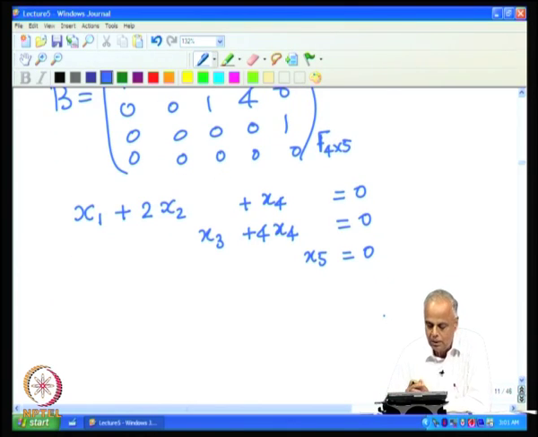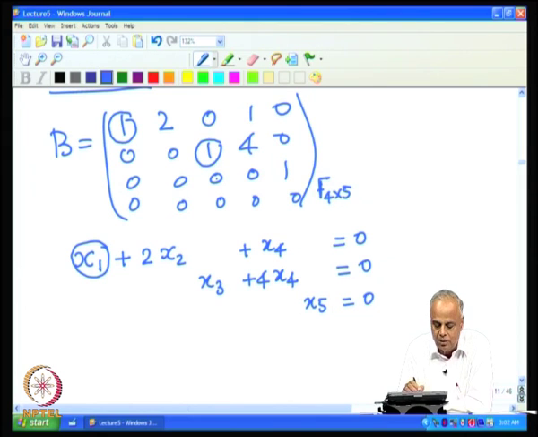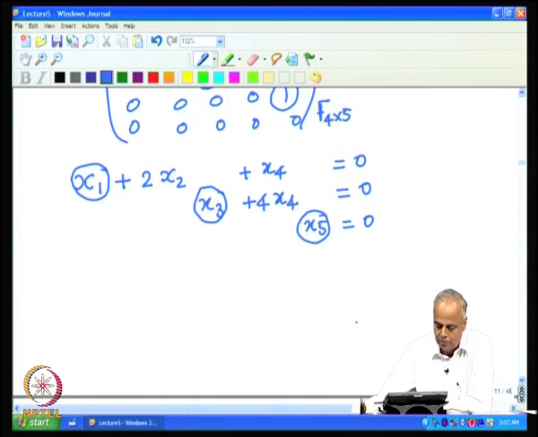Now, let us look at this system. The variable corresponding to the first pivotal entry is x1. The variable corresponding to the second pivotal entry, it appears in the third column and therefore, it is x3. The third pivotal entry appears in the fifth column and therefore, the variable corresponding to that is x5. So, the column index of the pivotal entries give us what are known as the pivotal variables.